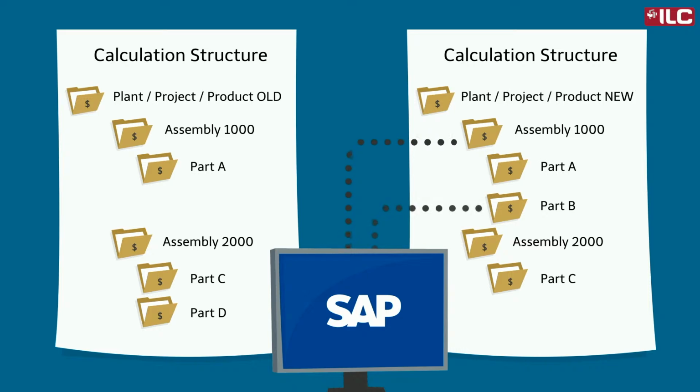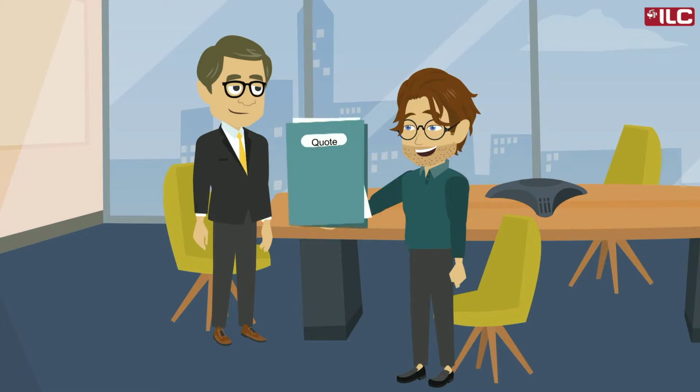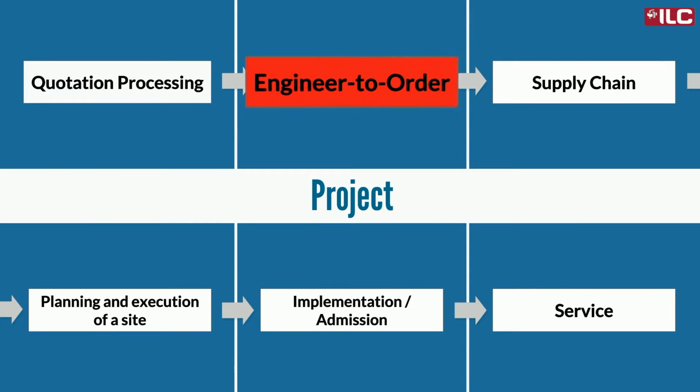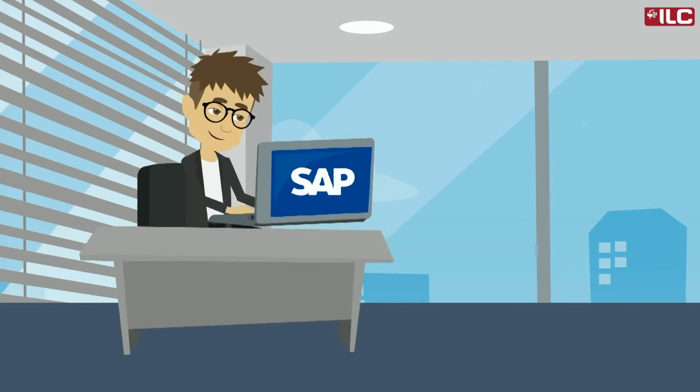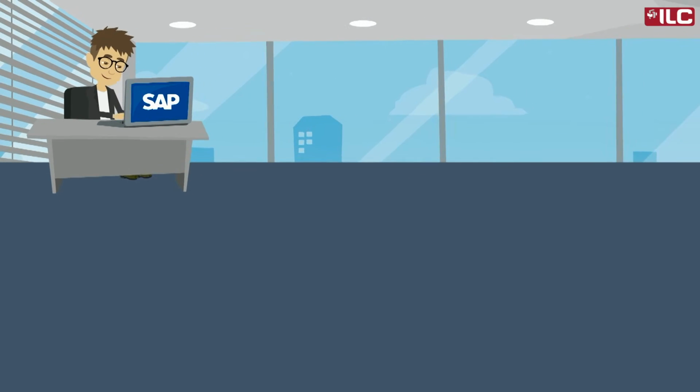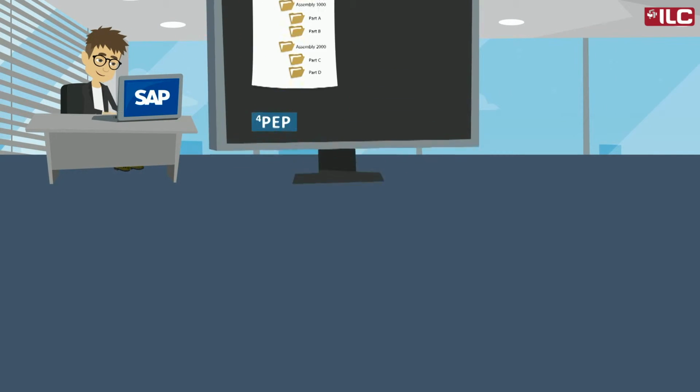Your customer is satisfied. He received a fast and solid offer, and you won the contract. Now the project has to be completed successfully. You use ⁴PEP to link new data objects in the SAP system, for example the customer's order or WBS elements. Thus, a complete and holistic view of all information in the engineer-to-order process is produced.